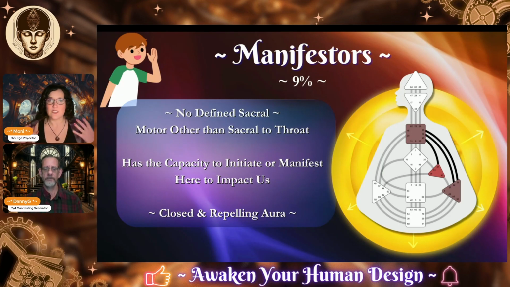They have this closed and repelling aura, which doesn't necessarily sound the nicest, like this idea of repelling. I know that can hurt our manifestors' feelings because they tend to be the most sensitive. But it's this idea of they have almost like an armor around them that is pushing the world away from them. It's pushing away undue influence. They're able to just part the Red Sea like Moses, right? They can just go and do the thing and push it into the world.